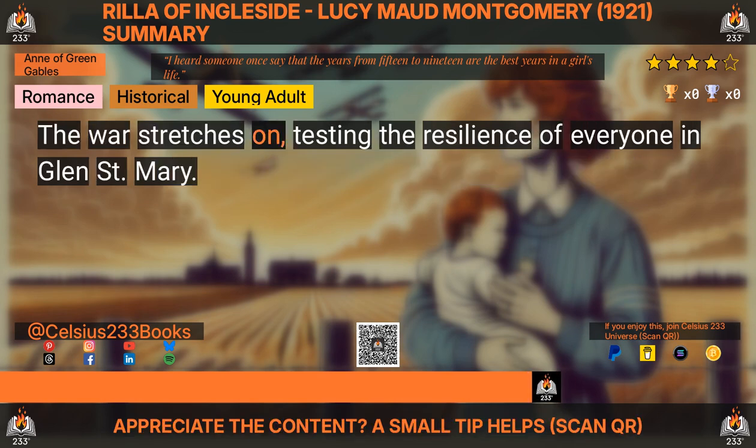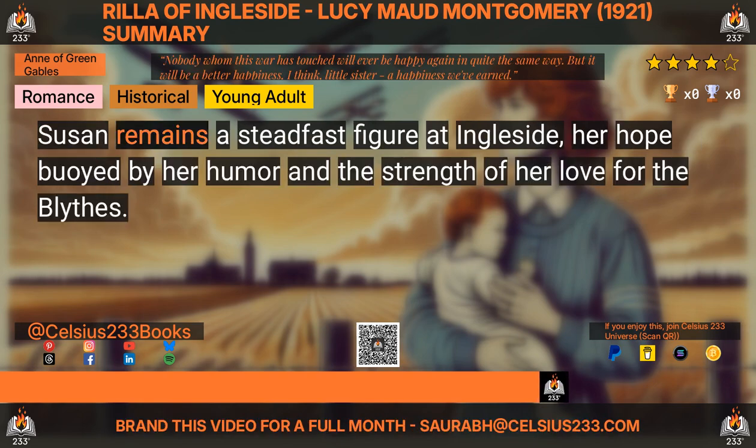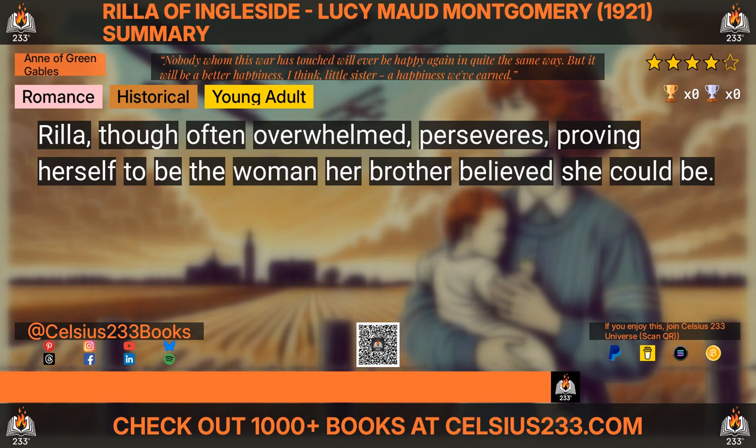The war stretches on, testing the resilience of everyone in Glen St. Susan remains a steadfast figure at Ingleside, her hope buoyed by her humor and the strength of her love for the Blythes. Rilla, though often overwhelmed, perseveres, proving herself to be the woman her brother believed she could be.